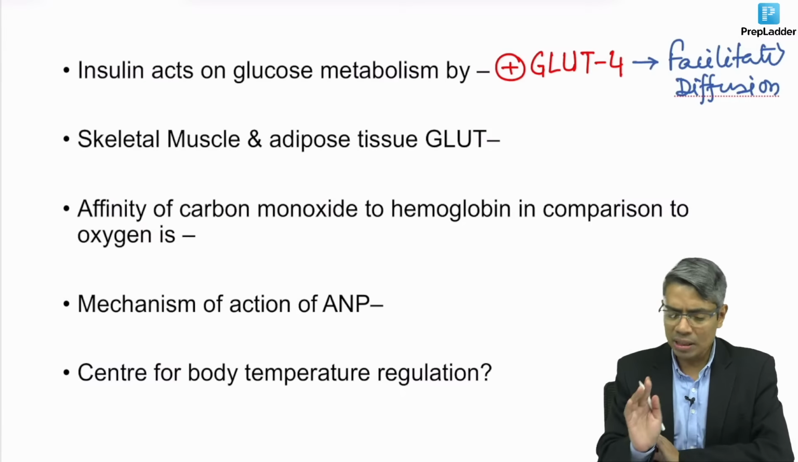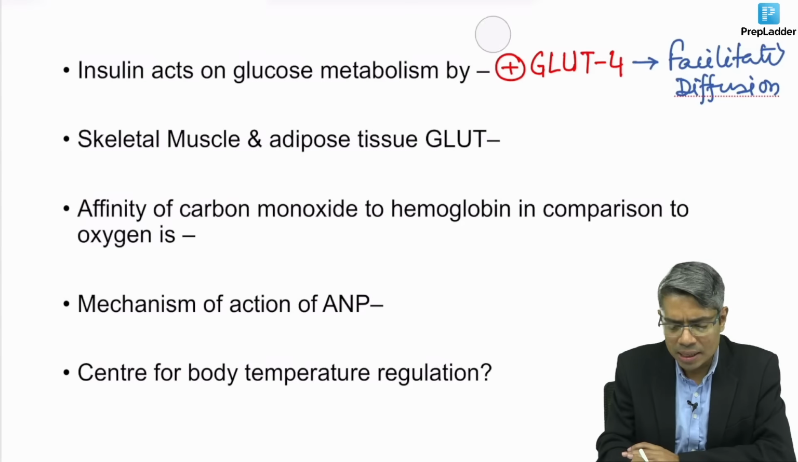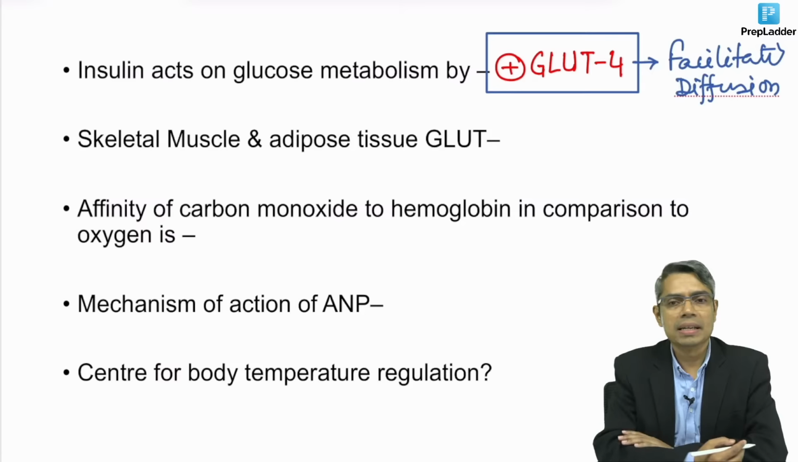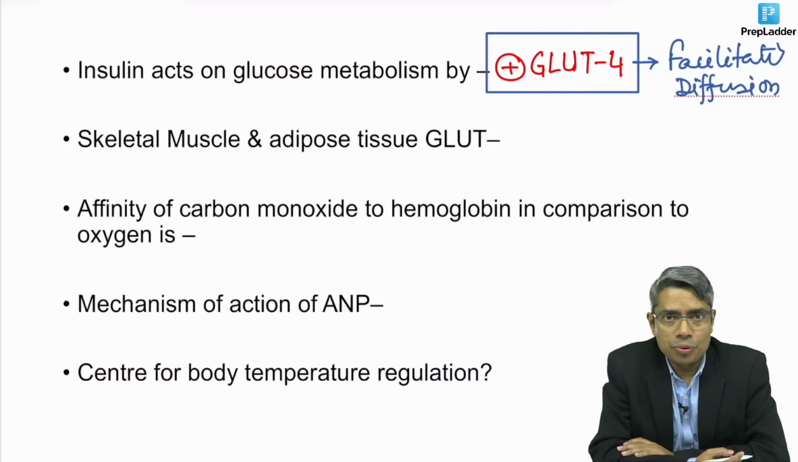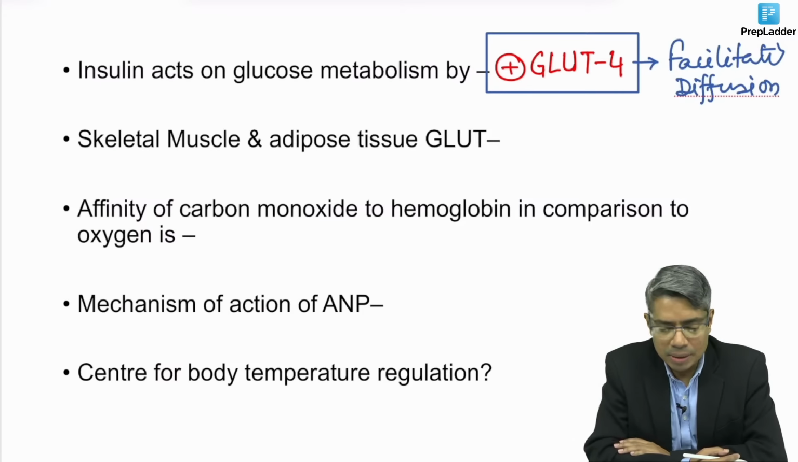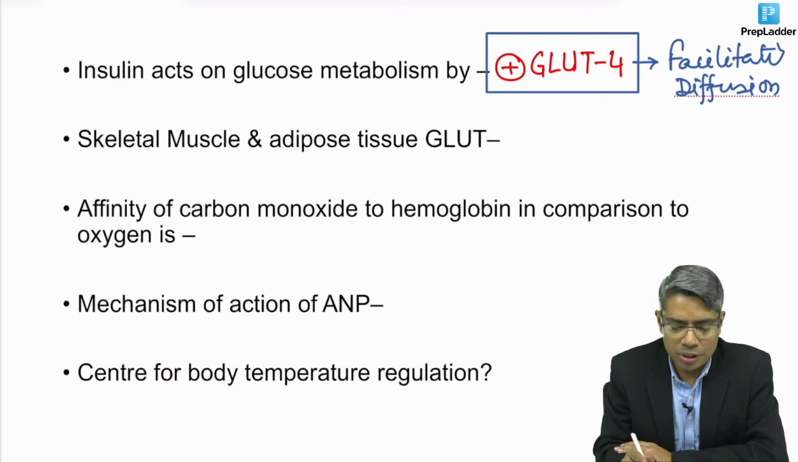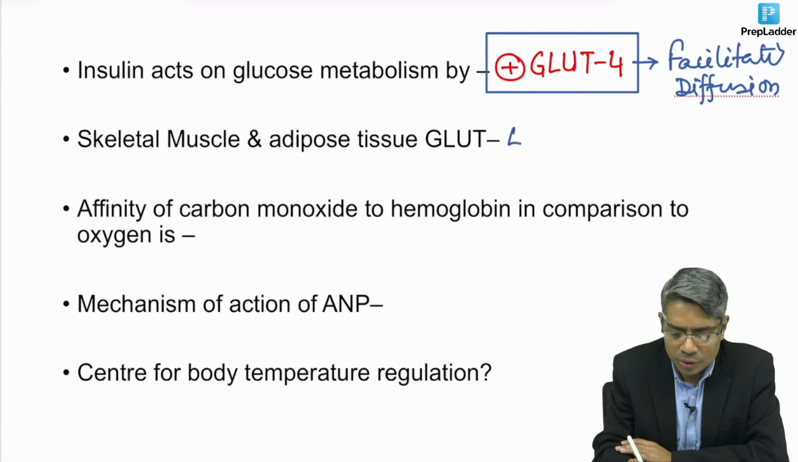And where is GLUT4 located? I believe all of you know: the skeletal muscles, your cardiac muscle, and your fat tissue. So muscles and fat tissue are the main sites where GLUT4 is located. So facilitated diffusion and GLUT4 you must remember. Now, next question: skeletal muscle and adipose tissue, which GLUT are they going to contain? This is GLUT4.